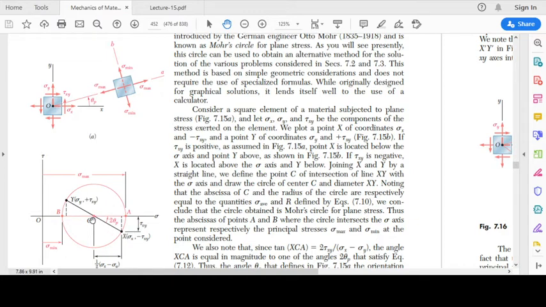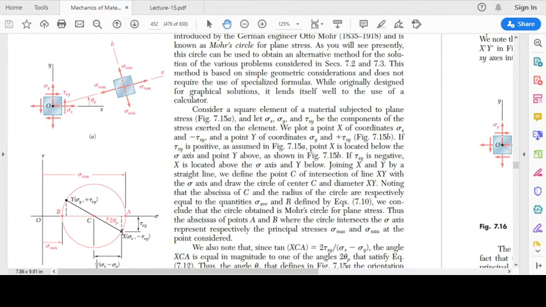Both these distances, Cx and Cy, are going to be equal to r. The vertical height in both the cases is tau xy. This is minus tau xy, this is plus tau xy. So this height is tau xy, this height is tau xy. And this horizontal distance, up to this dotted line from point C, is going to be equal to sigma x minus sigma y divided by 2.